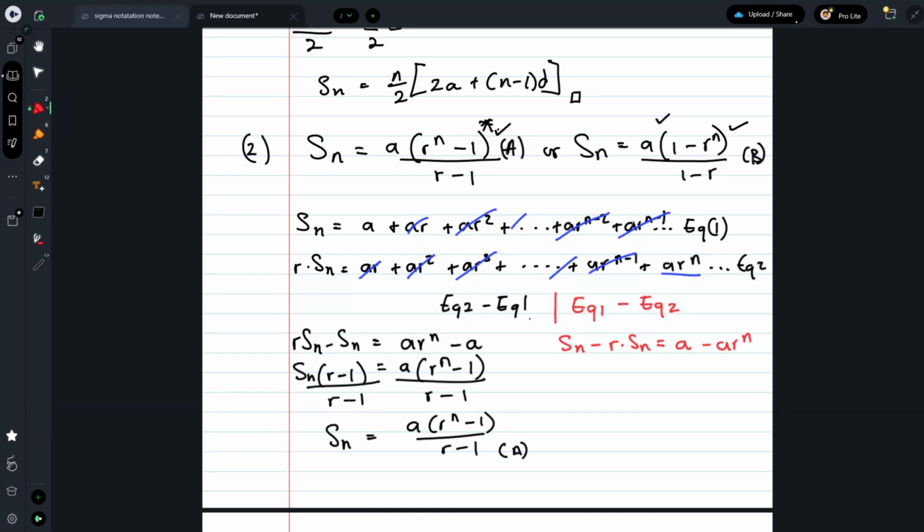Then again, factorize the common factors on both sides. Then we're going to have Sn times (1 minus r). This side is a times (1 minus r^n), and as you can see, it's going to give the equation of 2 there. So we're going to have a times (1 minus r^n) over 1 minus r. And this produces B. So these are the slight differences that you're going to have there.